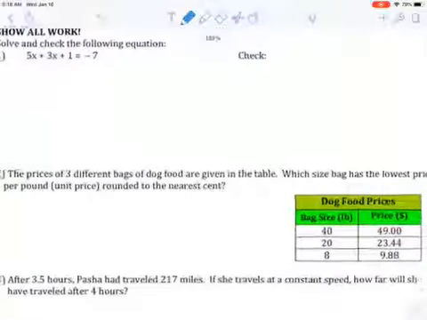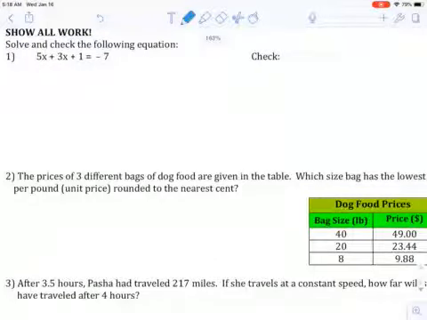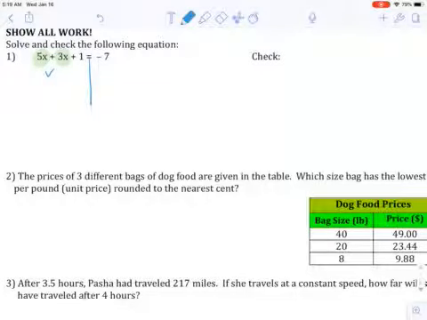Okay, here we go. Day 2, page 1. Start off by solving this equation. We're going to combine like terms. We can't combine like terms across the equal sign, so the only thing we combine are the x, the variables. So 5x and 3x is 8x, plus 1 is equal to negative 7.